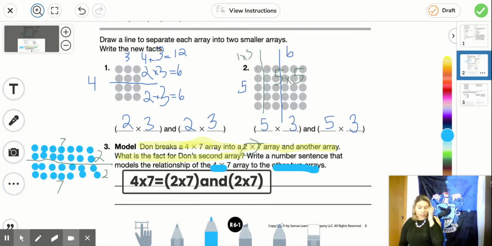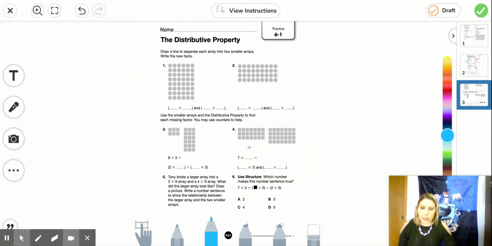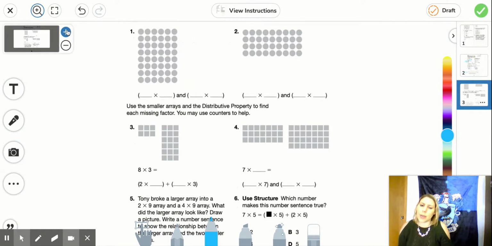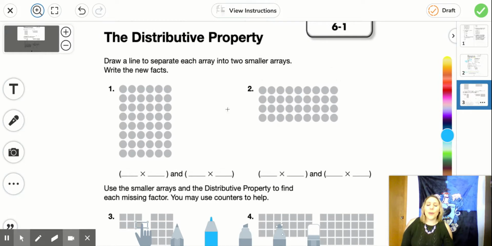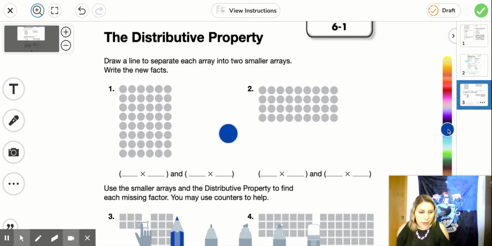This is what you're expected to show for your reteach. This is what we've done together on Zoom. Now, page 3 is your independent practice. So I'm going to go through it with you really quick, but I'm not going to give you the answers because that's your job. So for 1 and 2, you're going to draw a line to separate each array into the 2 smaller arrays, and then write the facts.